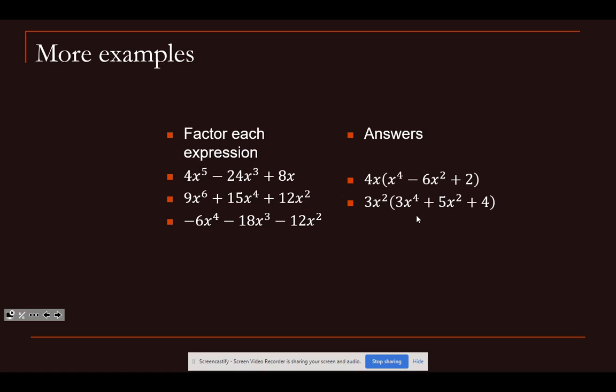And finally, the last one. My numerical GCF is negative 6. They share 2 x's, so I'm left with negative 6x squared as my GCF. After dividing it out, I'm left with x squared plus 3x plus 2.